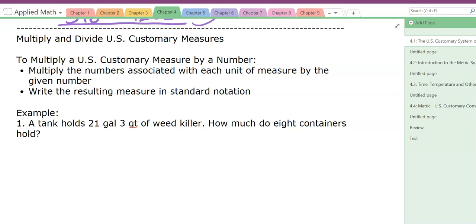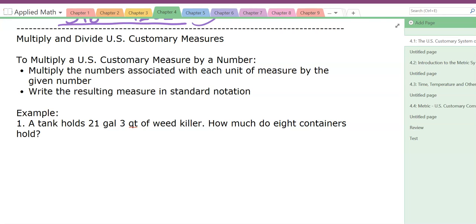Similar to what we were doing yesterday with adding and subtracting, if you're multiplying a customary number by another one, you want to think about it, especially if you've got more than one unit. So yesterday we saw a lot with pounds and ounces. You want to take the number times each one individually. So you'll take it times the ounces and times the pounds. And then if you need to rewrite something so that it's back in standard notation like we saw yesterday, you'll do that as a last step.